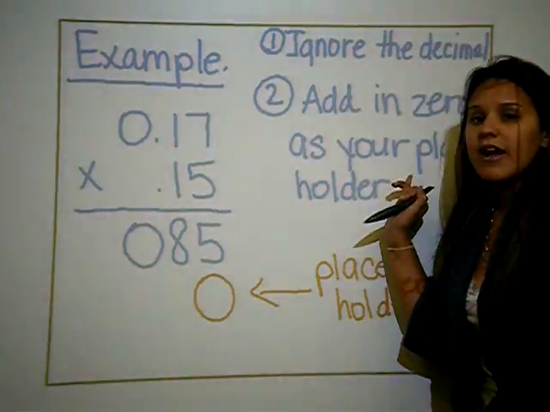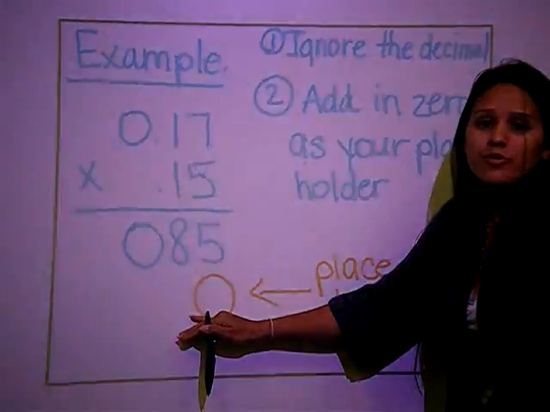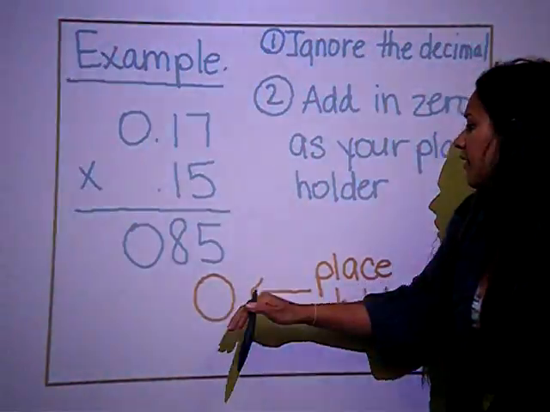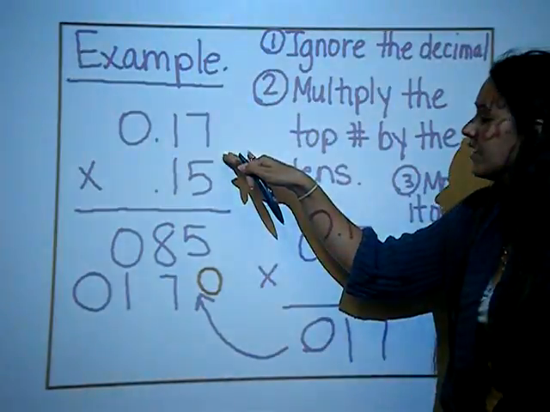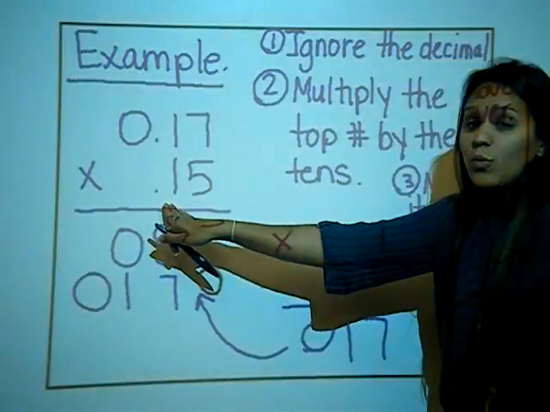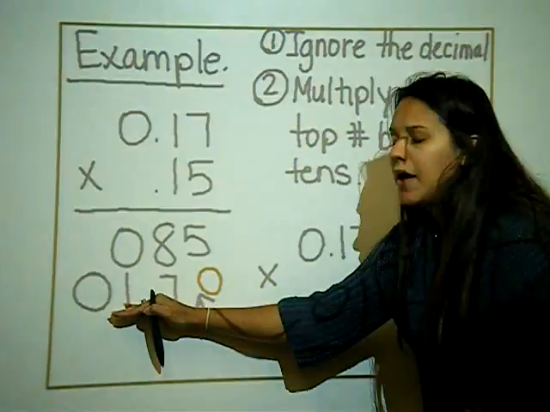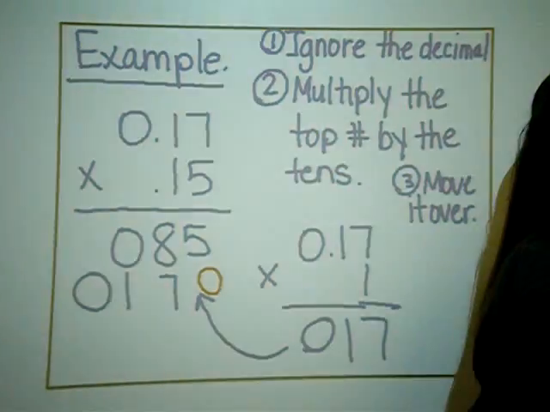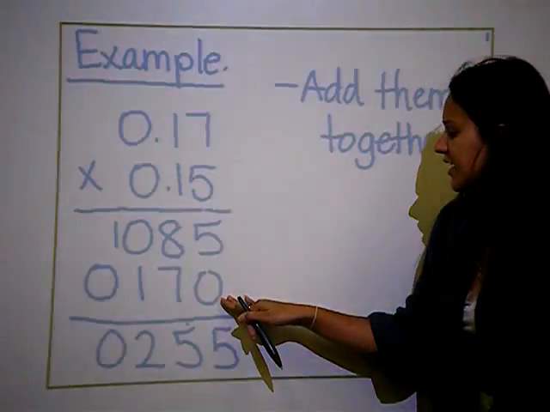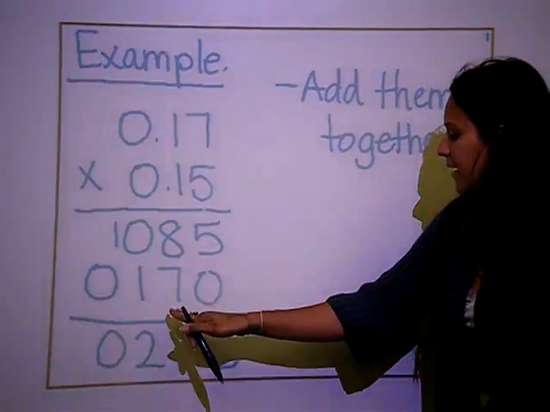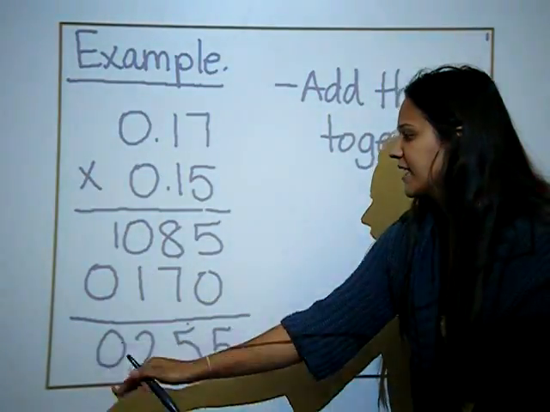You're then going to add in your 0 as your placeholder. So go ahead and move it right on in now so that you know that it's there. Now, you're going to multiply your top number again, 17, times your tens place, which has a 1 in it. So 17 times 1 is 17, and you bring that number back up and over. Then we're going to add them together. So we have 85 and 170. 5 plus 0 is 5. 8 plus 7 is 15. Carry the 1. 1 plus 1 is 2. And go ahead and bring that 0 down.